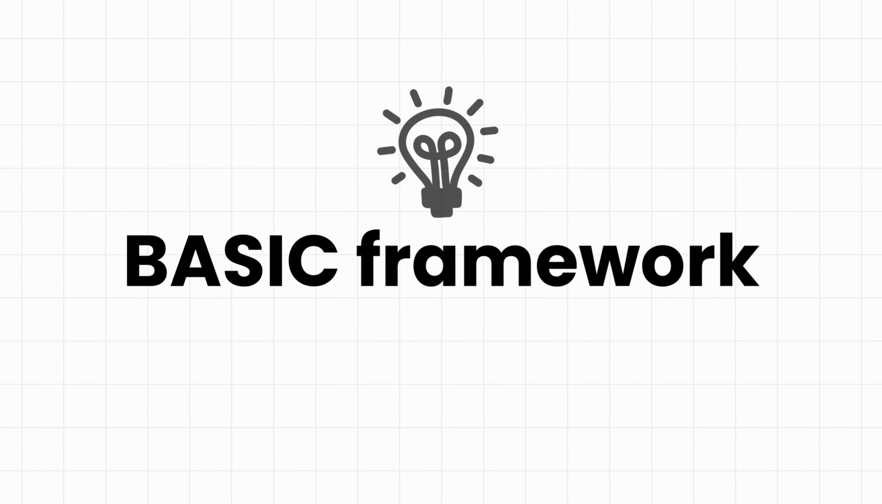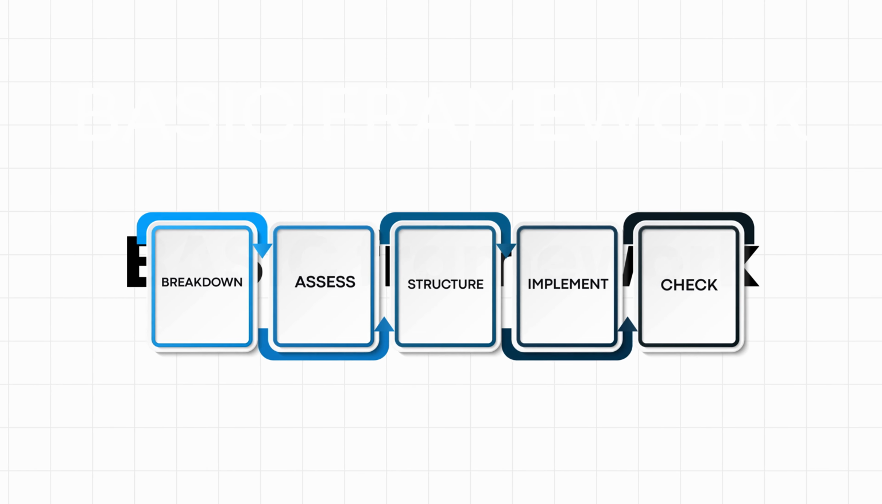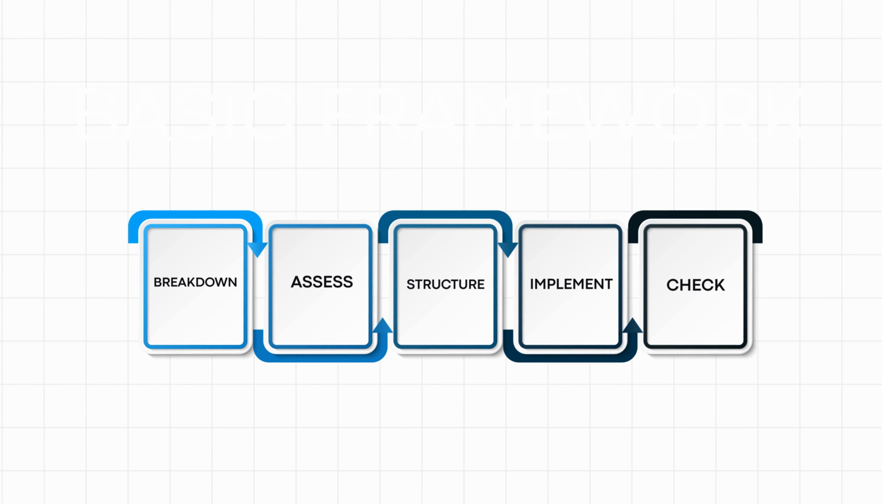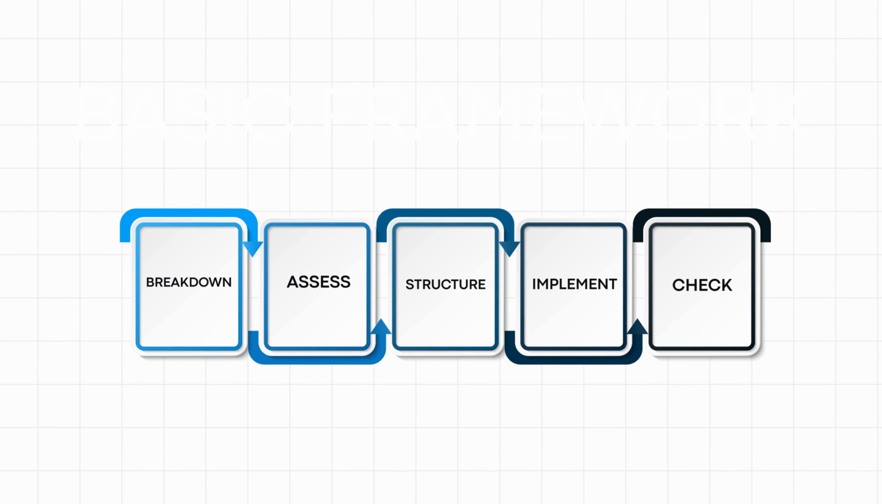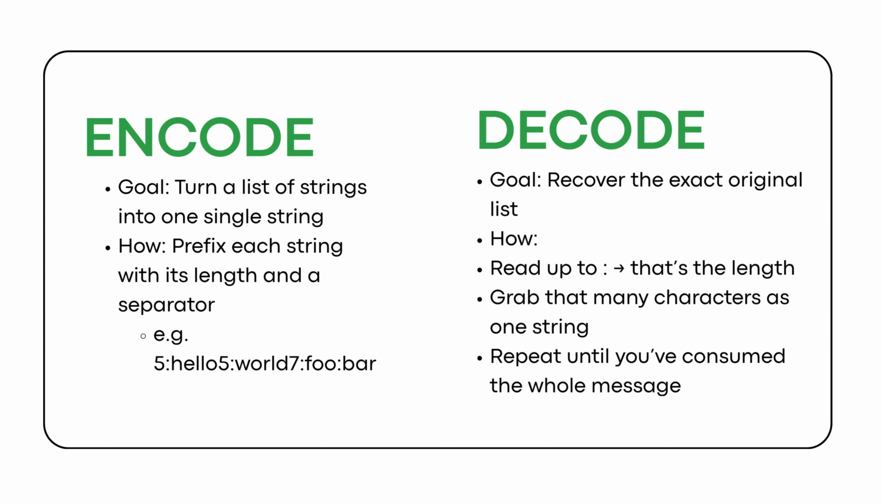Let's walk through the solution using the basic framework. This method helps us not just code, but clearly explain our thinking, key to impressing interviewers. We're asked to implement two functions, encode and decode. Encode: given a list of strings, combine them into a single string, so that we can later split it back into the exact same list. Decode: given that one combined string, recover the original list.